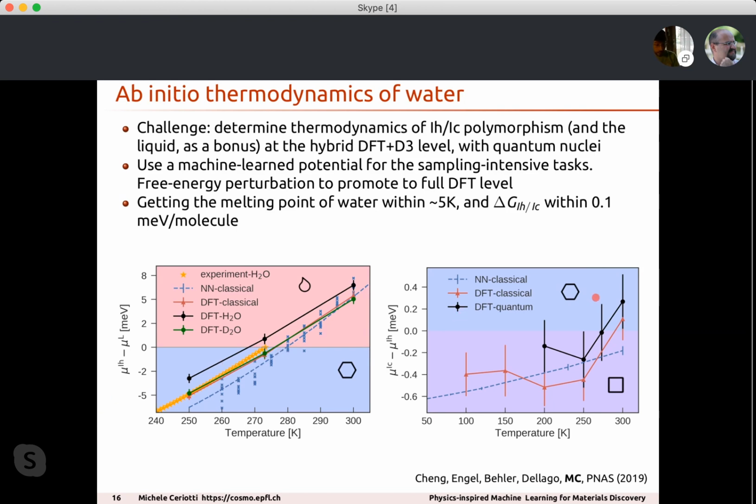And we can predict that hexagonal ice is more stable than the cubic one. And what is interesting is that we find that the quantum mechanical nature of the hydrogen atoms is crucial to tip the balance in favor of the hexagonal phase. Otherwise, the cubic phase would be the most stable.